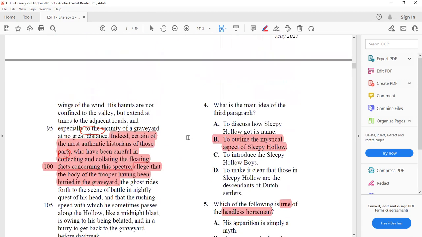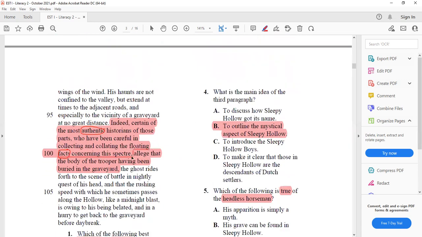Okay, mister. So let's return back. So we find the answer here. So this is the suitable answer right now. Why? Because it said authentic facts, and also he mentioned the headless horseman, the body of trooper. Okay, so now I'm in the right answer. See, it's the right one.